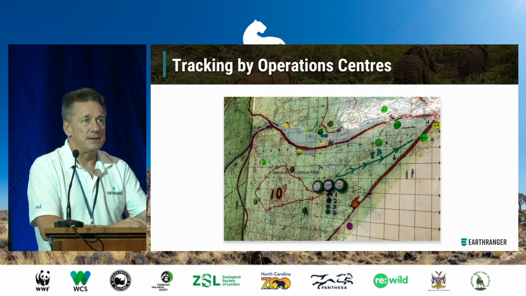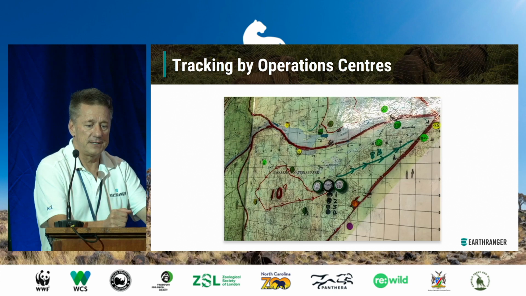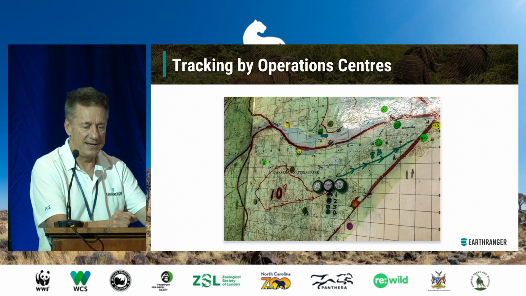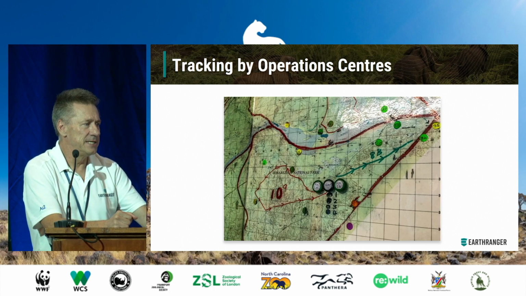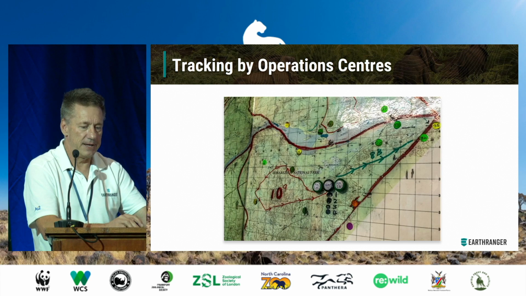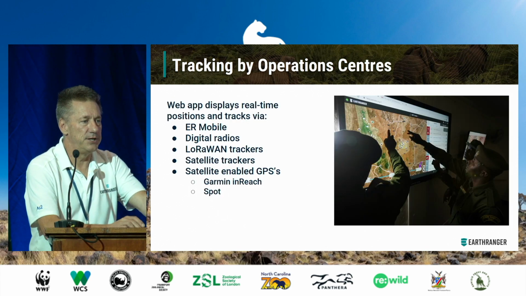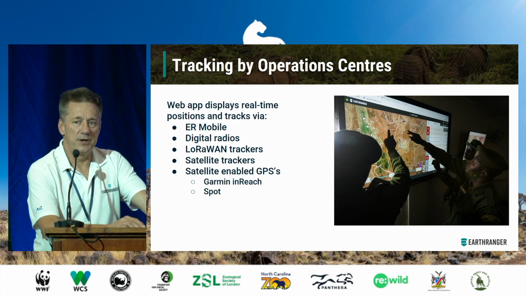Then, from a central point of view, if you do want to track where people are in the field, this should look familiar to the guys with grey hair like myself, where you have pin markers of the last known positions. These days, it's happening on the map automatically. So you can see where your rangers are, where your ecologists are, or where your logistics teams are in real time.